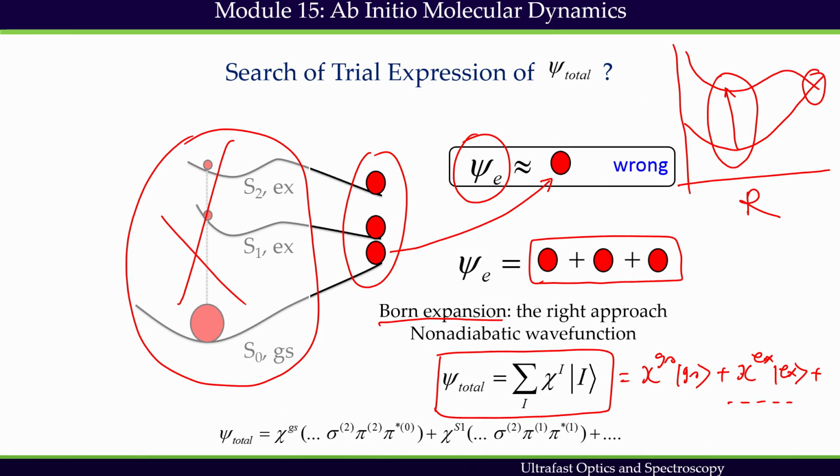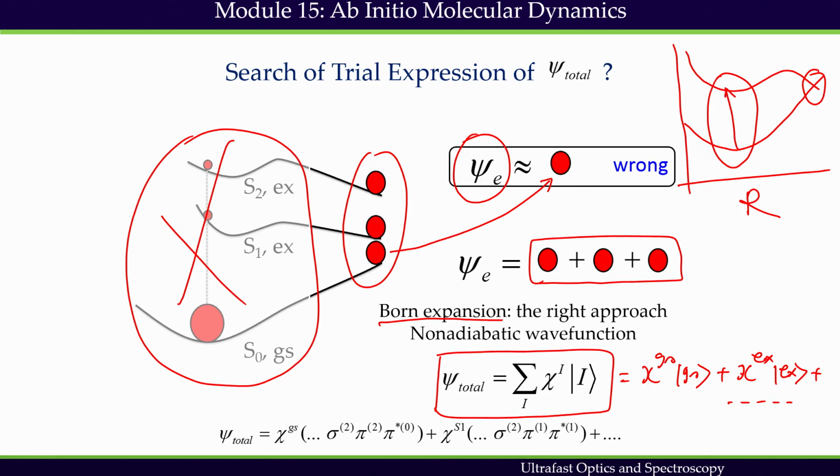At the Franck-Condon geometry, electronic states may stay well separated, but as the electronically excited state species approaches the surface crossing region, electronically excited states come closer. This is why, if we want to explore the entire passage of a molecule from the FC point to the surface crossing region, we have to use Born expansion.